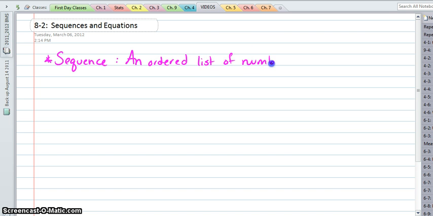So even if I said something like 1, 2, 3, 4, 5, that's a sequence. It is an ordered list of numbers. I could also do 2, 4, 6, 8. That is another sequence. Today the types of sequences we are going to take a look at are called arithmetic sequences.